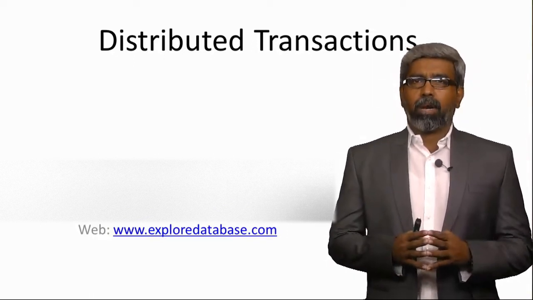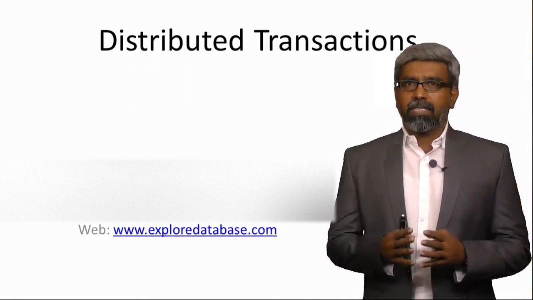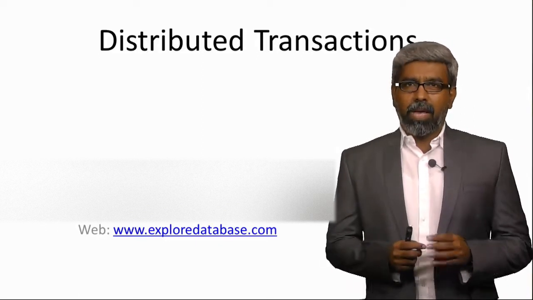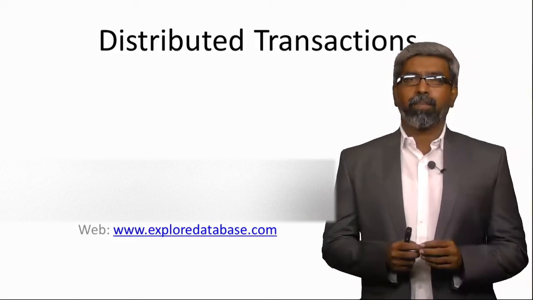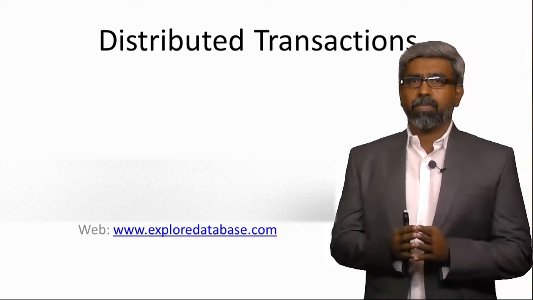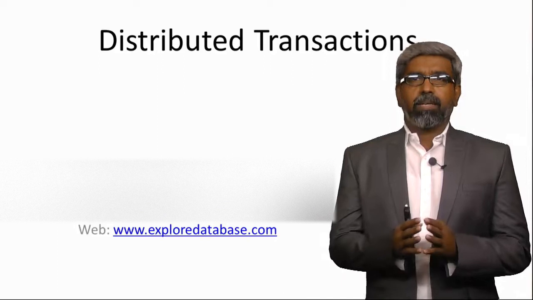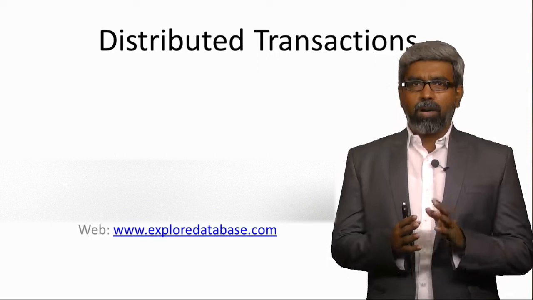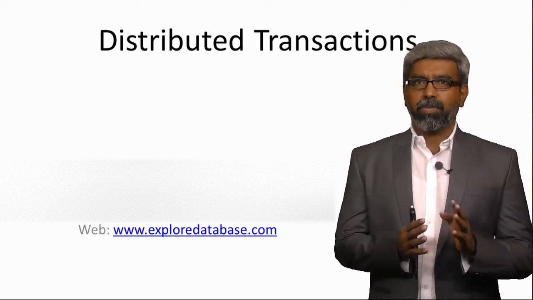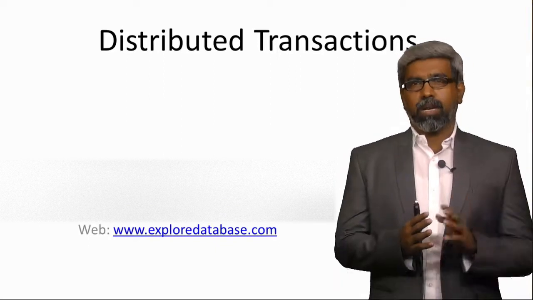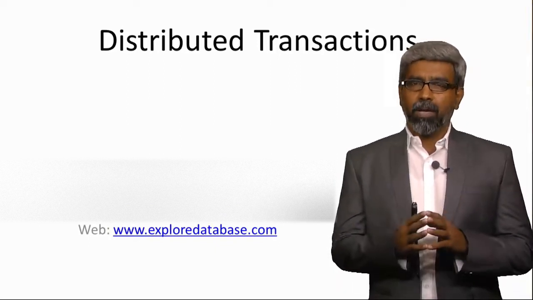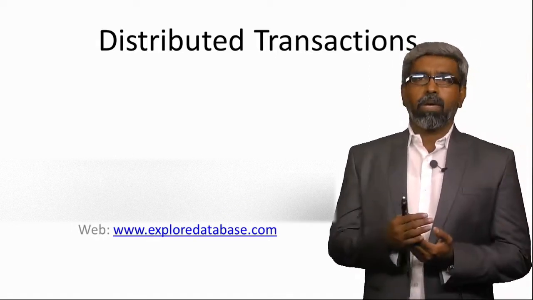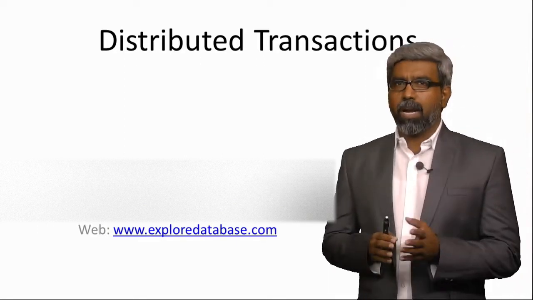ACID: A for atomicity, consistency, isolation, and durability. Atomicity is about either full or none. That is, if you execute a transaction, it has to be ensured that either the complete transaction is executed, or if it is not possible to execute the complete transaction, we have to go back to the starting position. That is, either all the instructions of the transaction are executed, or we have to go back to the original starting state.